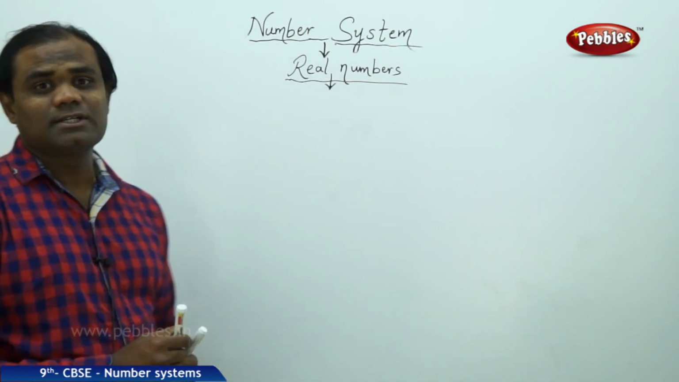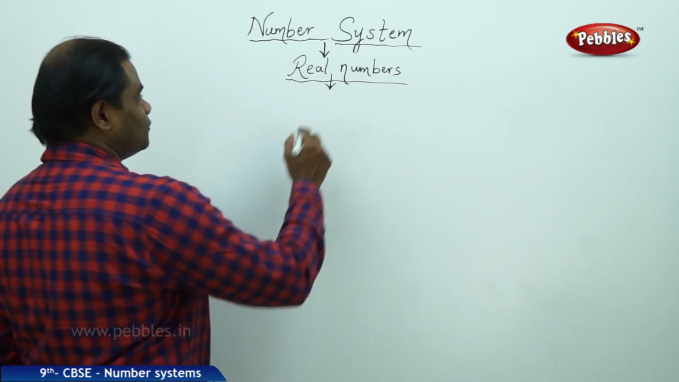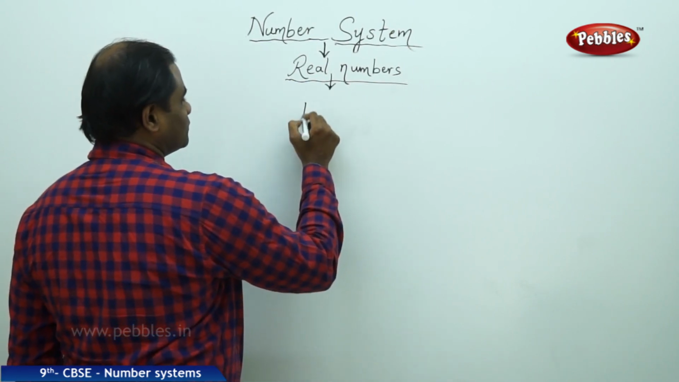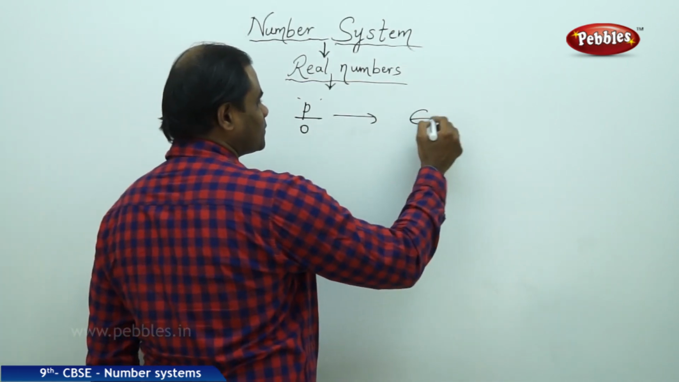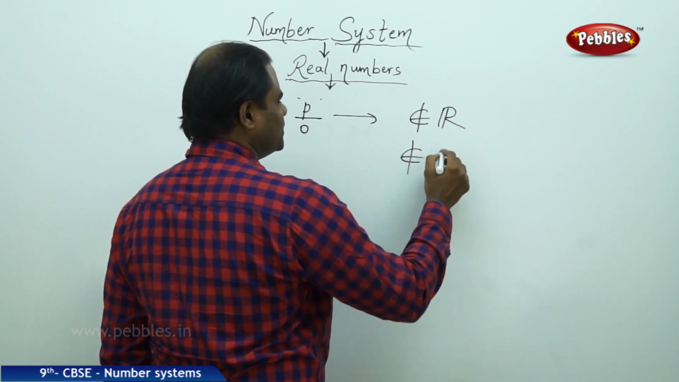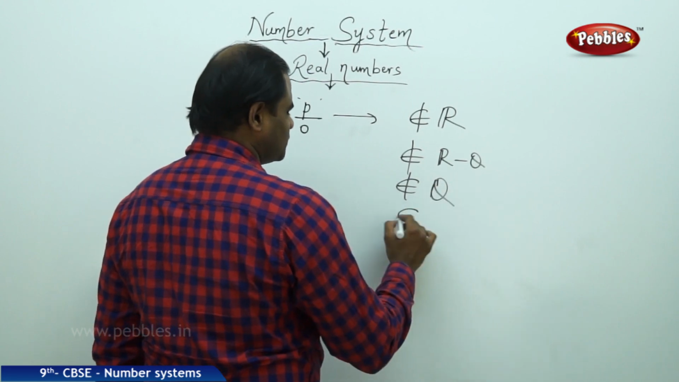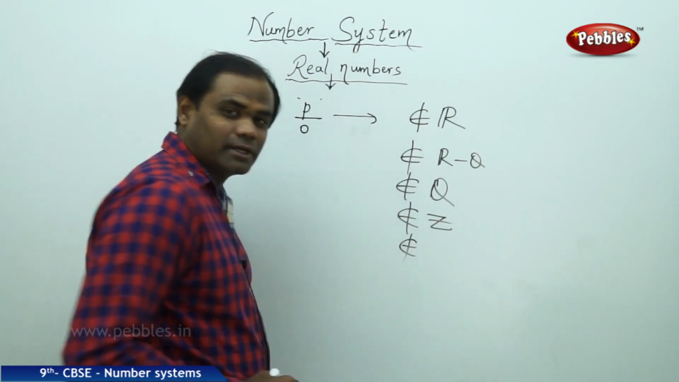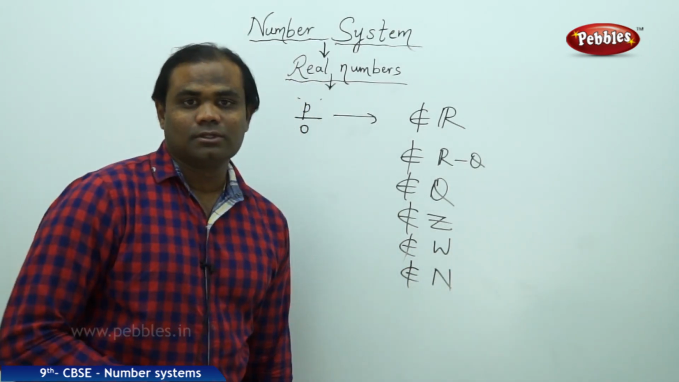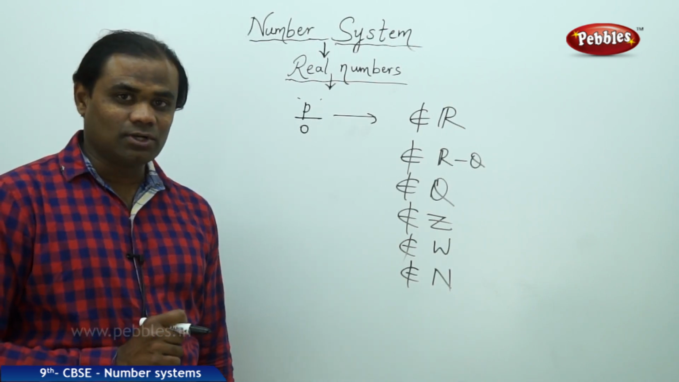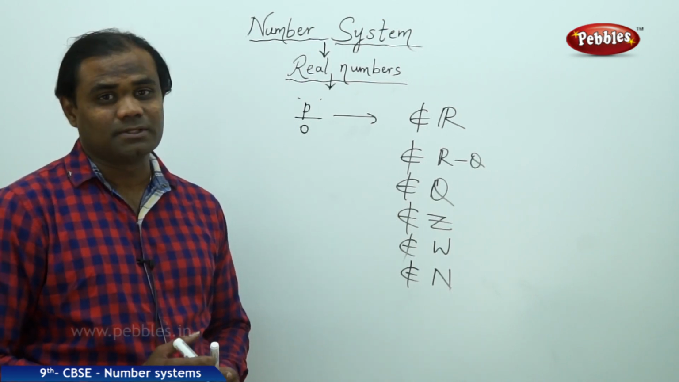So as we have discussed in each of the examples, we have identified a very important note that any number where the denominator is 0 can never be a real number, can never be an irrational number, can never be a rational number, can never be an integer, or can never be a whole number. So the branch of mathematics does not accept a number with denominator 0 in any of its number system.